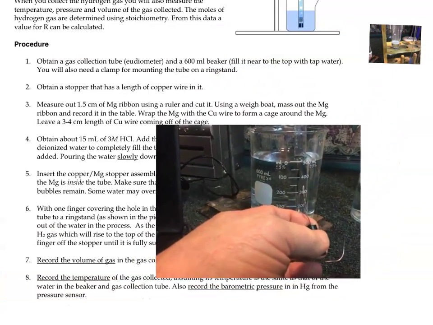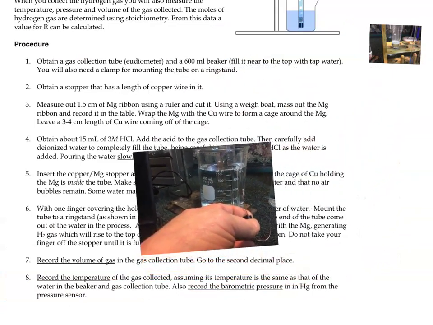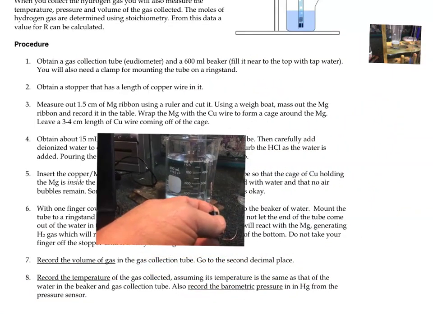Alright, next measure a 1.5 centimeter piece of magnesium using a ruler and cut it. Find its mass.